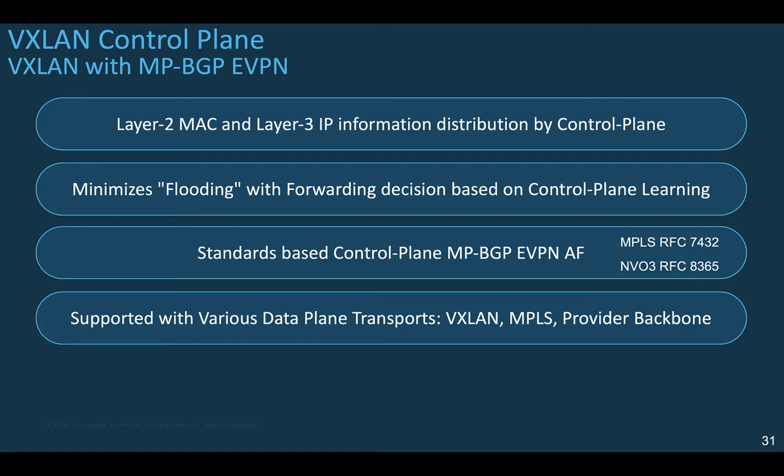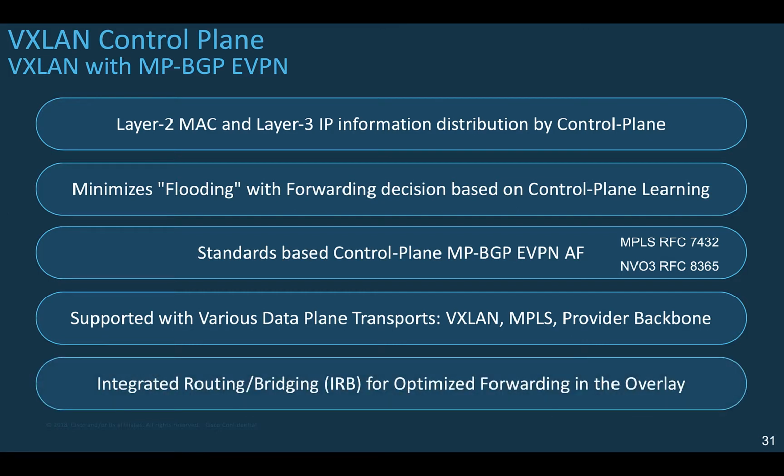So MP-BGP VPN is a mature protocol because actually it is being used by various data planes such as MPLS, provider backbone, PBB, and VXLAN overlay. EVPN offers integrated routing and bridging for optimized forwarding in the overlay, such as the bridging, the MAC mobility, first hop and prefix routing, distributed Unicast gateway, what we call the DAG as the acronym, and multi-tenancy.